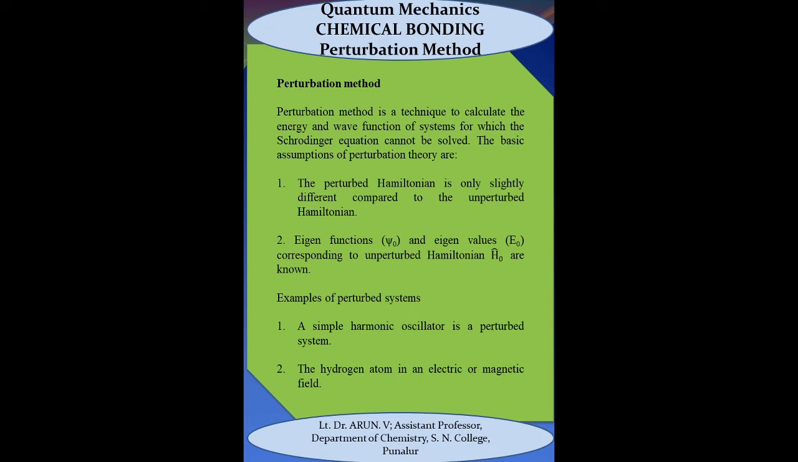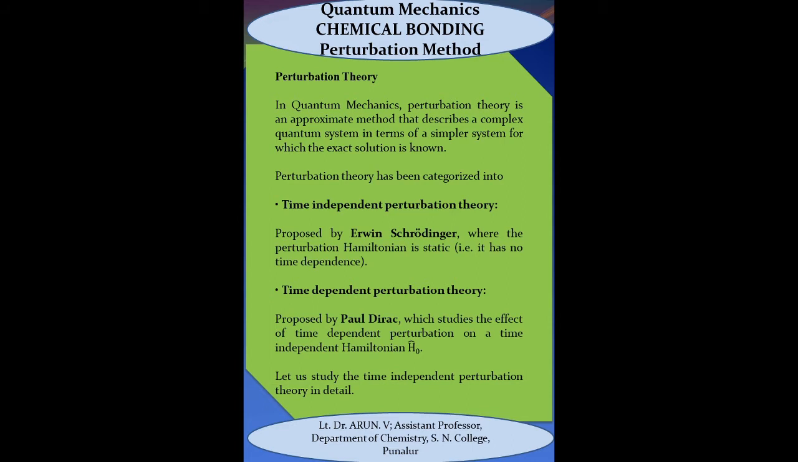Some examples of systems which have been used in the perturbation method are the simple harmonic oscillator and also the hydrogen atom placed in an electric or magnetic field. Then, what is perturbation theory? In quantum mechanics, perturbation theory is an approximation method that describes a complex quantum system in terms of a simpler system for which the exact solution is known.